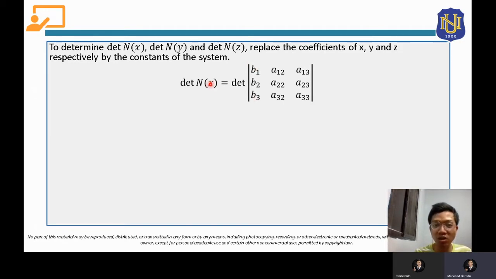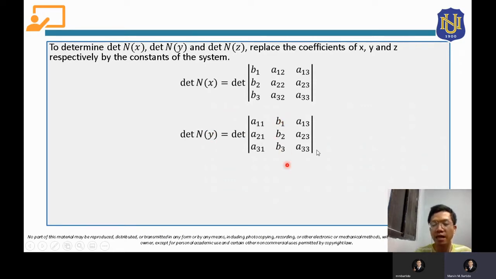Since this is N of x, we will replace the column wherein x are located with constants b1, b2, and b3. So this will be the N of x, and solving for its determinant will be the determinant of N of x. Now for the N of y, this matrix will be formed by replacing the column where the y variables are located, which is the second column, with the constants b1, b2, and b3. So this will now be the N of y, and solving for its determinant will be the determinant of N of y.